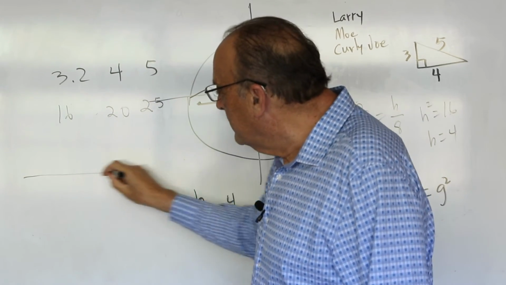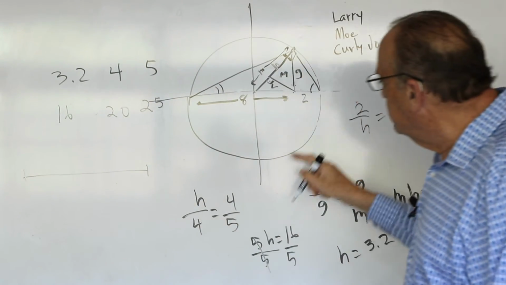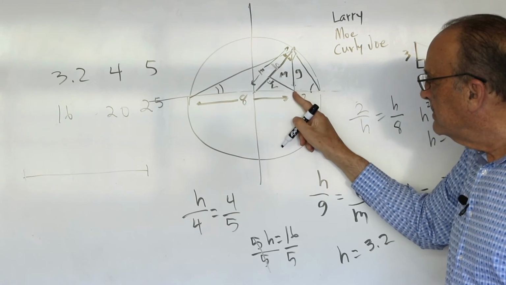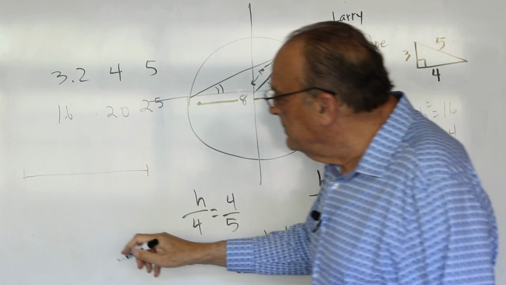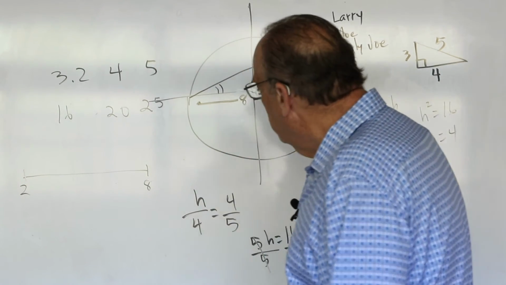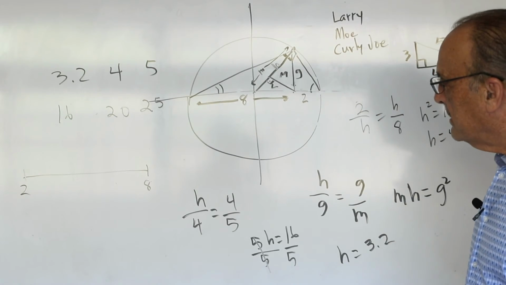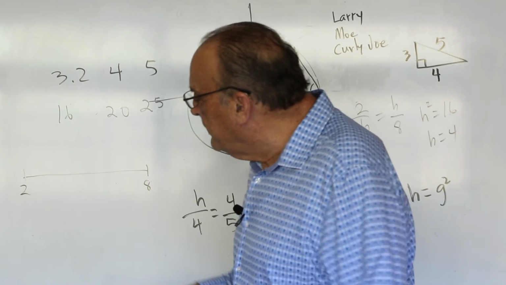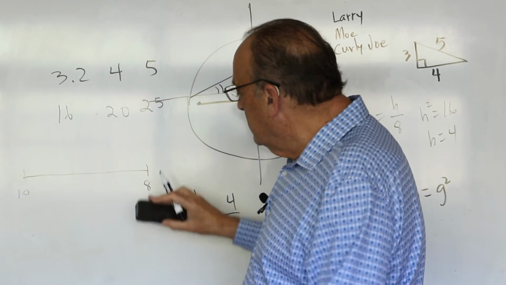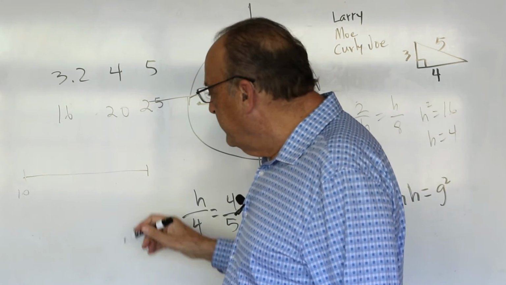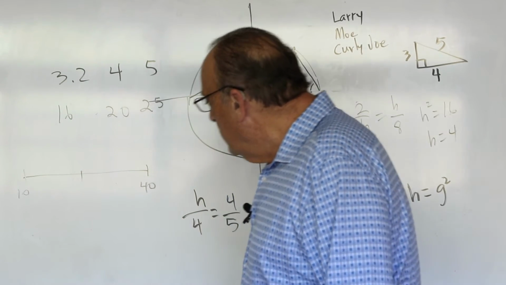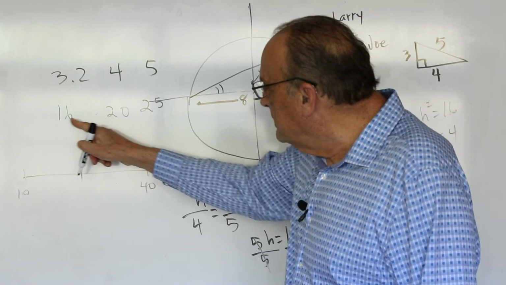So if you remember, this is your A, and this is your B. So your A is 2, and your B is 8. So you have 2 and 8. But remember, we times everything by 5, right? So that'll be 2 times 5 will be 10 now. And 8 times 5 will be 40. And we ended up with 16, 20, and 25.